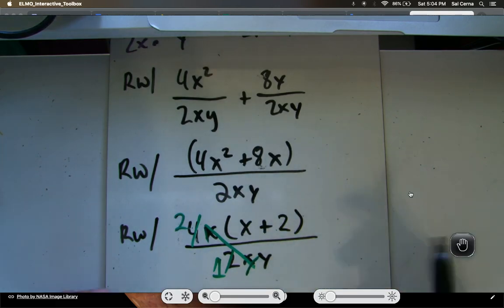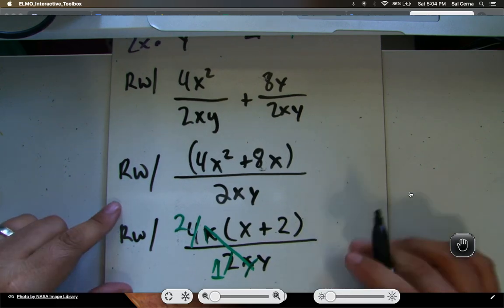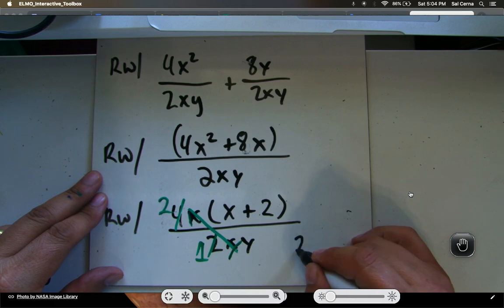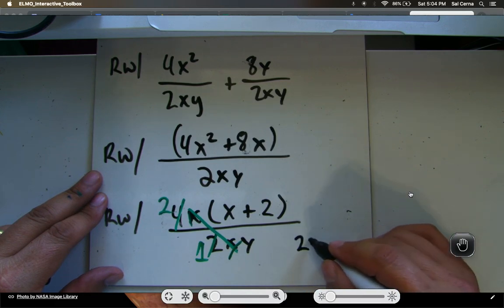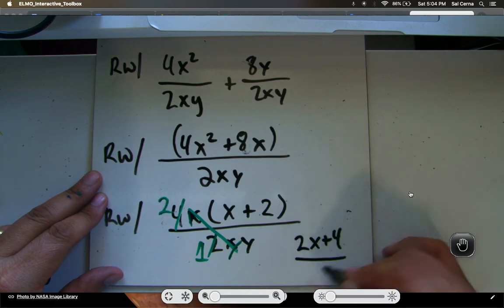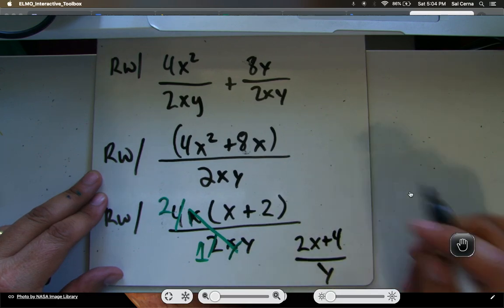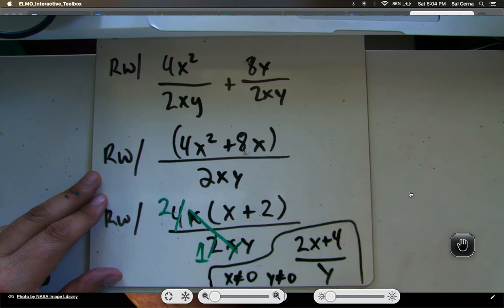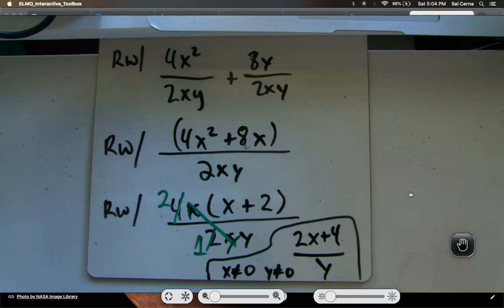So my final answer is going to be 2x plus 4 over y. And right here at the bottom, x cannot equal 0, y cannot equal 0. There is my final answer. And that's an introduction to adding rational expressions.